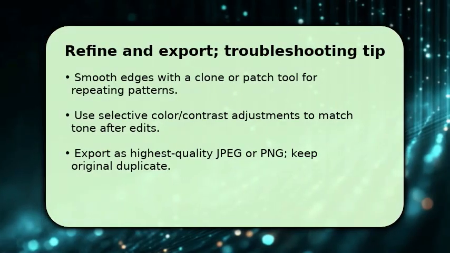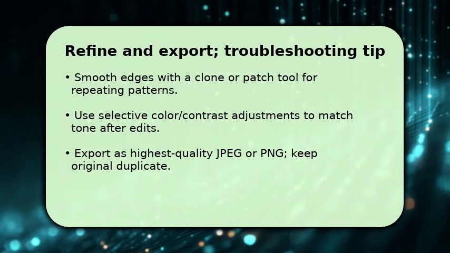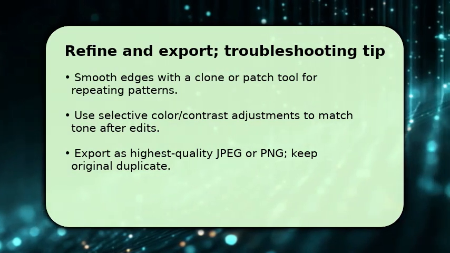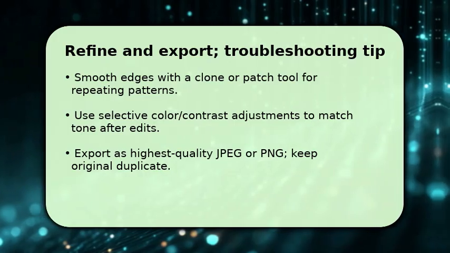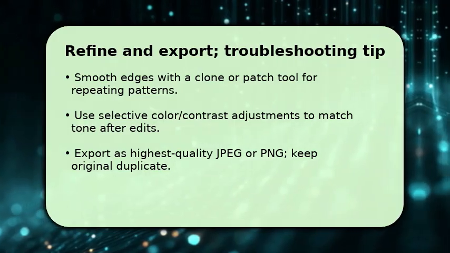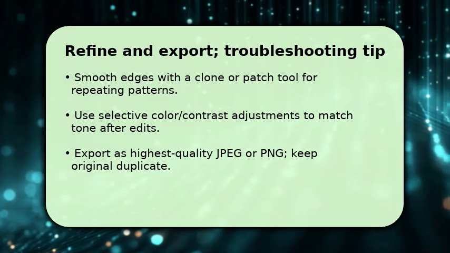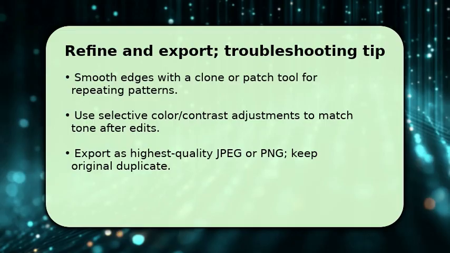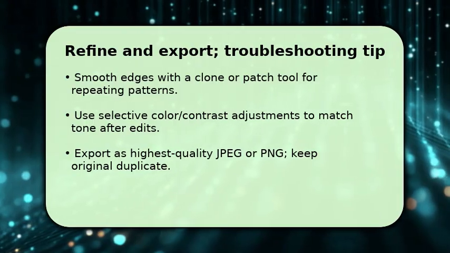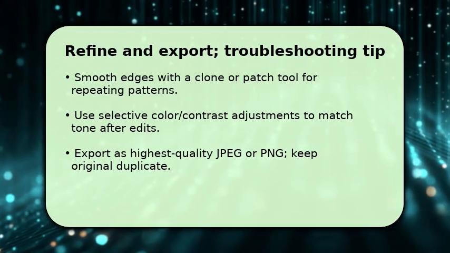Finish by refining edges and matching tones. Use a clone or patch tool on areas with repeating texture, then apply selective brighten or desaturate tweaks so repaired spots match surrounding pixels. Once you're satisfied, flatten if necessary and export at the highest quality setting, saving as JPEG or PNG while keeping your original duplicate.